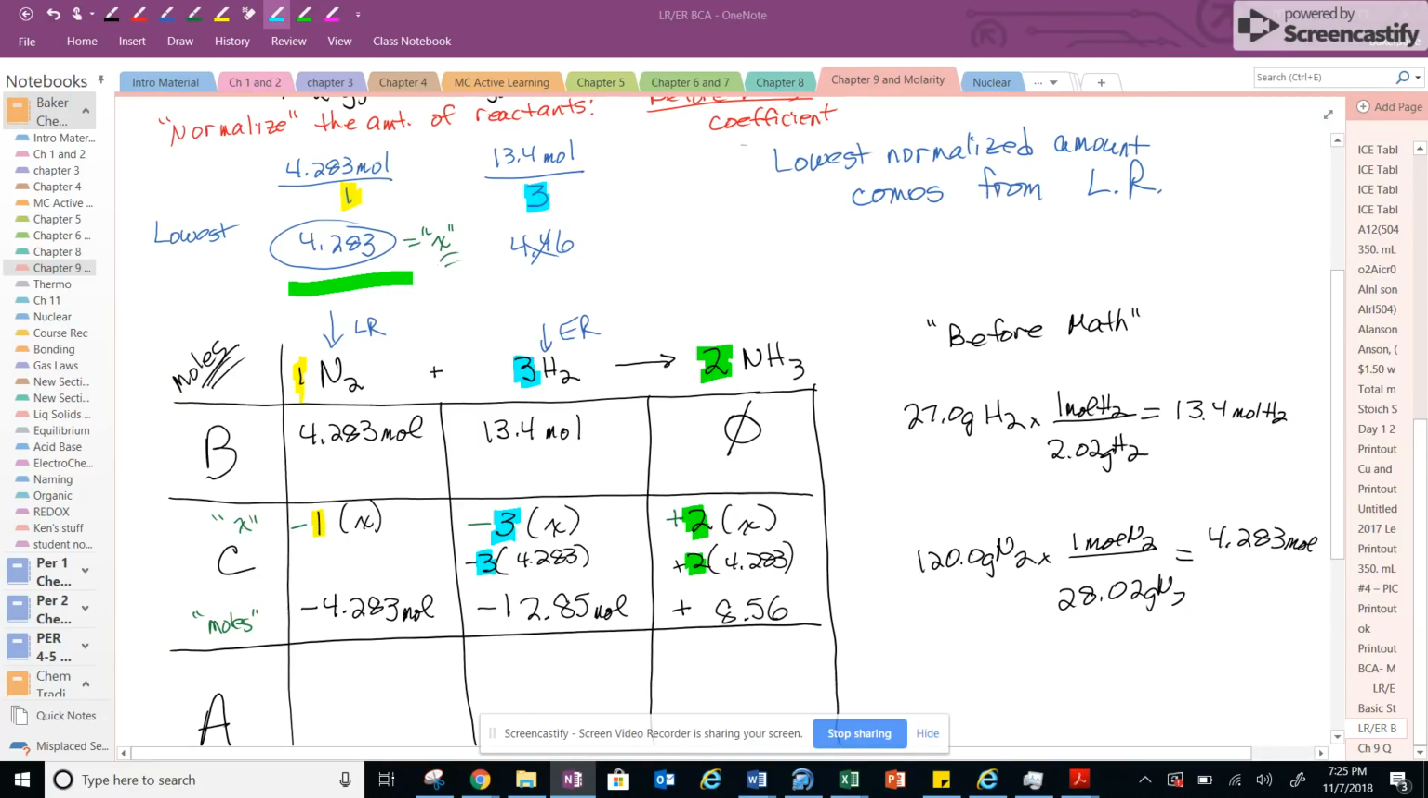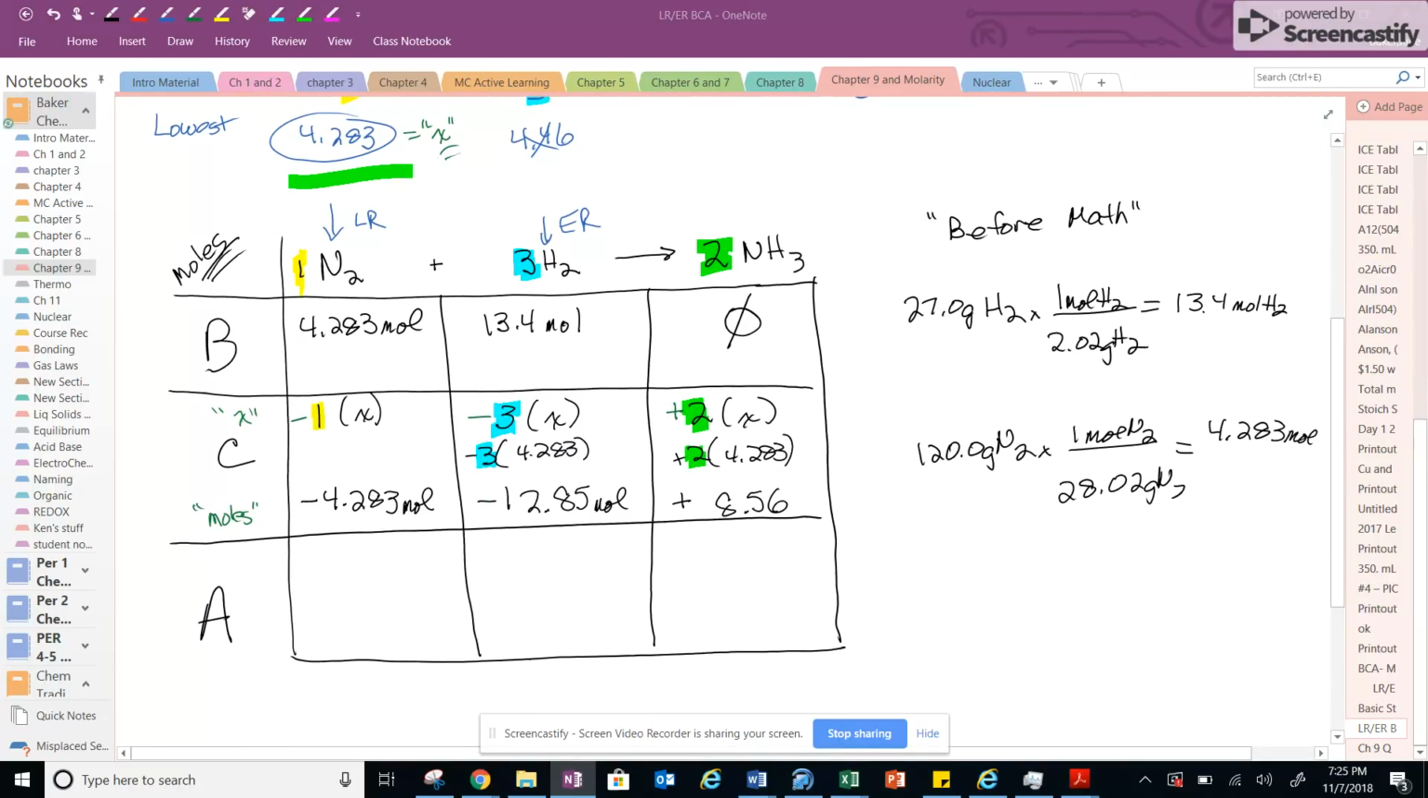You guys are going to get all over my case right now because I messed up some sig figs, but I'm going to move on so you guys can figure out my sig fig mistakes later. Now, if I know that I started at 4.283 moles, and if it goes down by 4.283 moles, that means I don't have any nitrogen left. Whoa, that's what the definition of limiting reactant is. Now, in terms of my excess reactant, if I started with 13.4 moles and the change is negative 12.85 moles, then that means I'm going to end up with 0.6 moles.